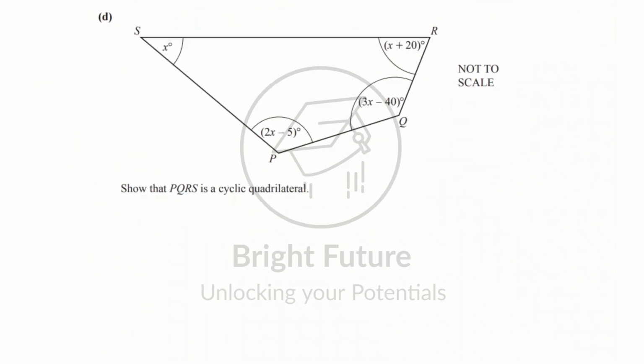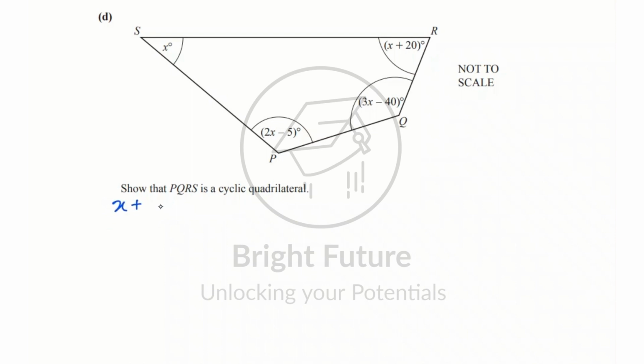Here comes a quadrilateral PQRS. Show that PQRS is a cyclic quadrilateral. That means you have to prove that it is a cyclic quadrilateral. Now what is the property of a cyclic quadrilateral? The opposite angles add up to 180. So we'll have to prove that the opposite angles add up to 180. The first thing we are going to do is find the value of x. We'll substitute the value of x into all these angles, and then we'll see that the opposite angles add up to 180. So let's find it out.